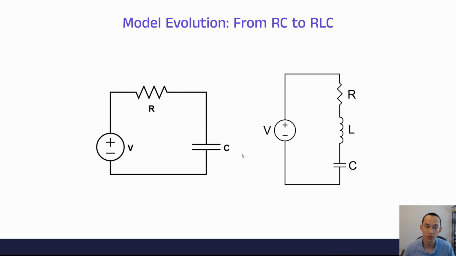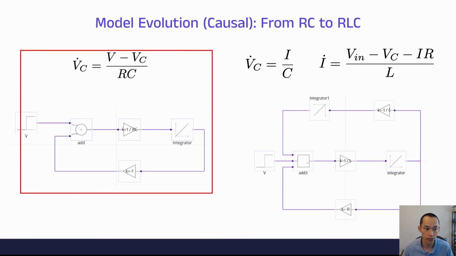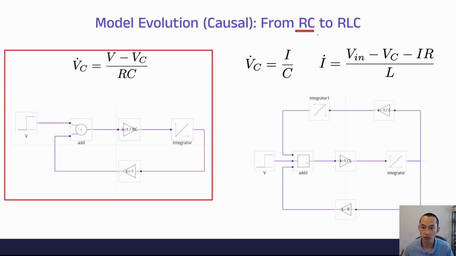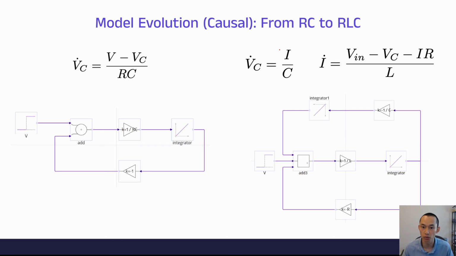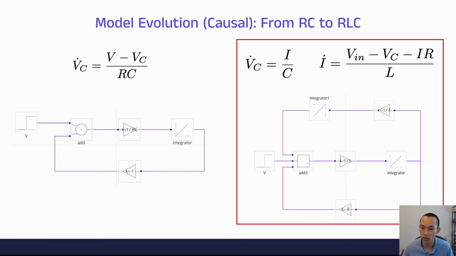So in summary, what happened as we went from modeling an RC circuit to modeling an RLC circuit? How did one model evolve into the next? Well, for the most part, in the causal approach, one model did not evolve into the other one, right? We had to build up this model, the RC model, and then when we moved on to the RLC model, we couldn't really evolve or build on top of this at all. We had to start from scratch and rederive the equations and rebuild the block diagram, okay?